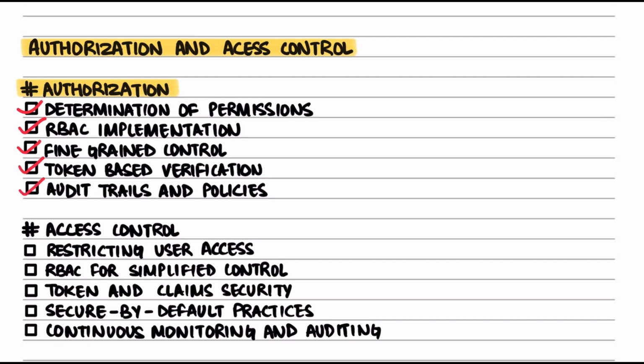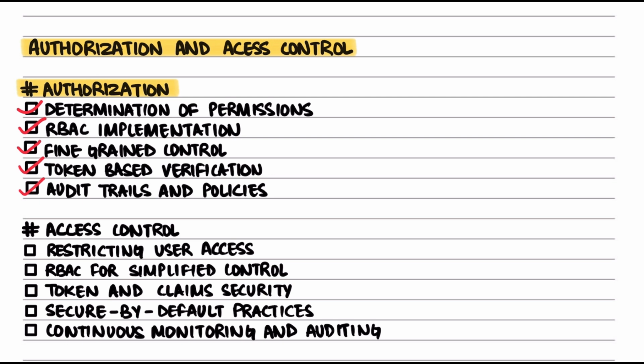Audit trails and policies. Regular audit trails and dynamic policies play a crucial role in maintaining a secure authorization system. Audit trails record user activities, aiding in the detection of unusual patterns or potential security breaches. Dynamic policies adapt access control rules based on changing circumstances, ensuring adaptability.